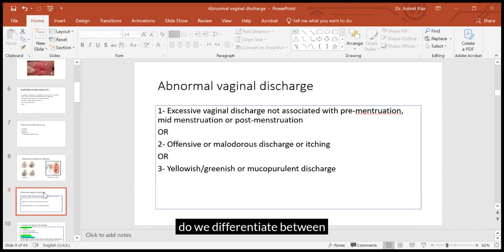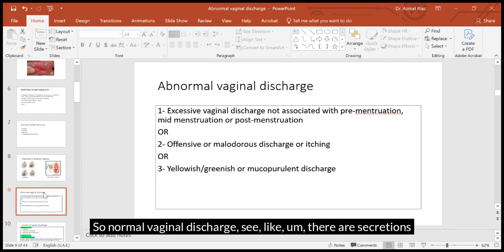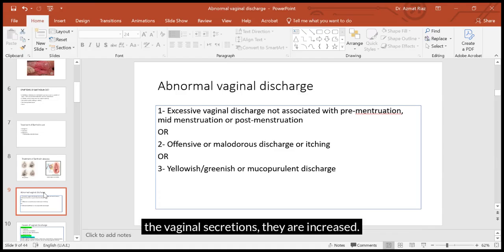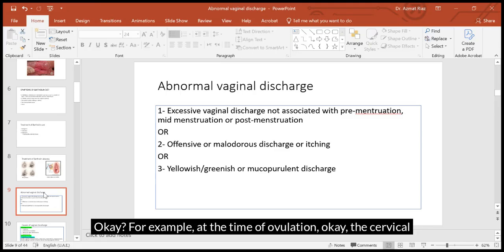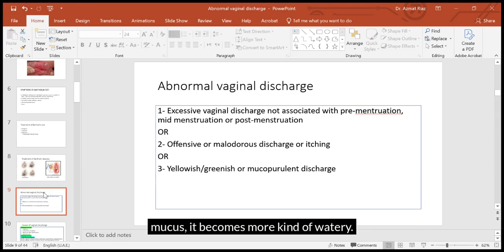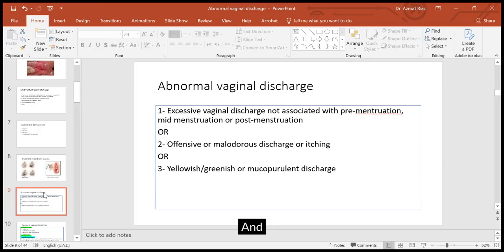Now, how do we differentiate between abnormal and normal vaginal discharge? Normal vaginal discharge: there are secretions everywhere, for example in the oral cavity, right? Same is with the vagina. But there are particular times when the vaginal secretions are increased. For example, at the time of ovulation, the cervical mucus becomes more watery, I mean, it becomes more in volume.